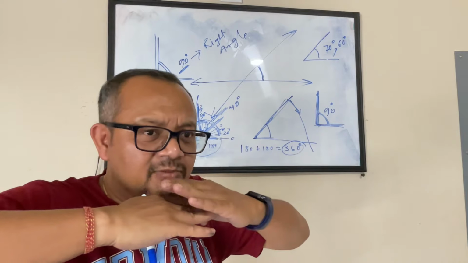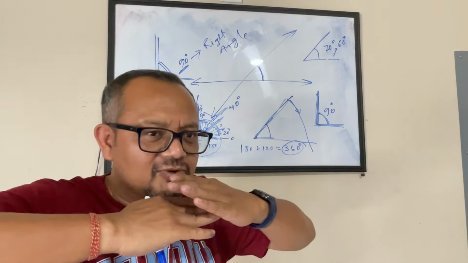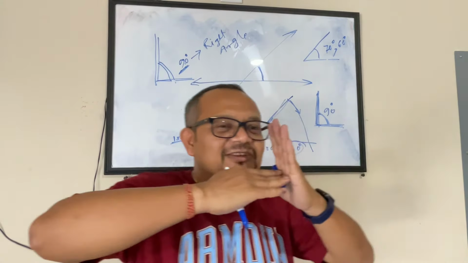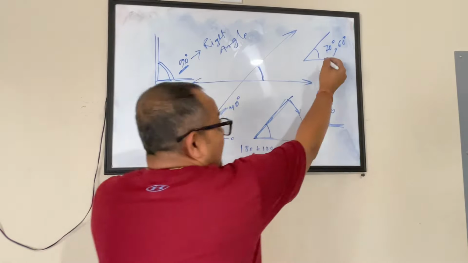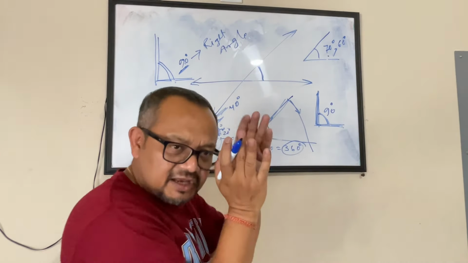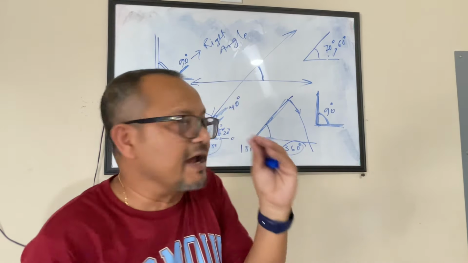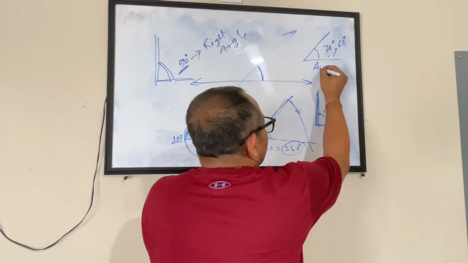do I look cute anymore? No, I don't, right? I'm not small anymore. I'm grown up. So things which are small are cute, right? So here the angle is smaller than 90, smaller angle, a cute angle. That's what it is called.